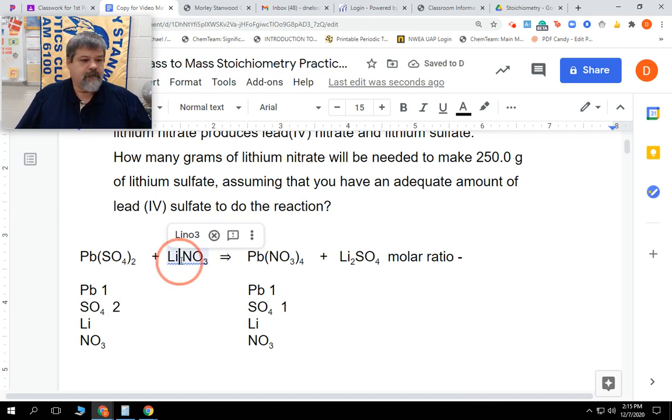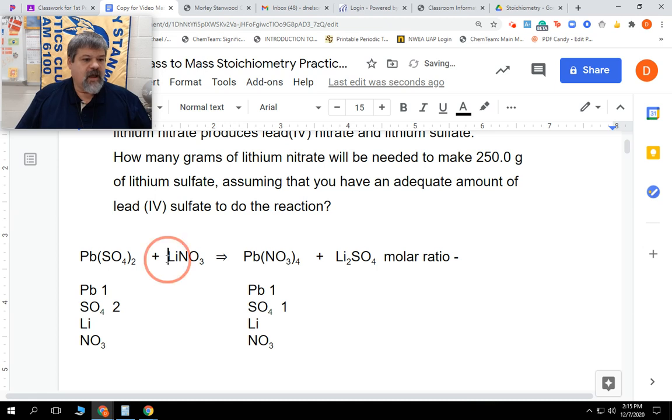I go to my lithium. I have no subscript, so that means I only have one lithium. Okay, on this side, lithium over here, I have a subscript of 2, so that means I have 2 lithiums on this side. So I have a nitrate right here, only one of them because there's no subscript there. So we're going to go ahead and put our 1 in there. We have 1 of them. And on this side, we have nitrate, but we have 4 of them.